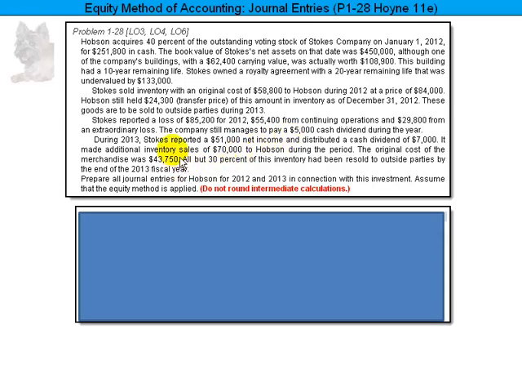Okay, so during 2013, Stokes reported $51,000 net income. It distributed a cash dividend of $7,000. It made additional inventory sales of $70,000 to Hobson during the year, and the original cost of the merchandise was $43,750. All but 30% of the inventory had been resold to outside parties by the end of 2013. And with that information, we're going to prepare some journal entries. So let's start from the beginning.